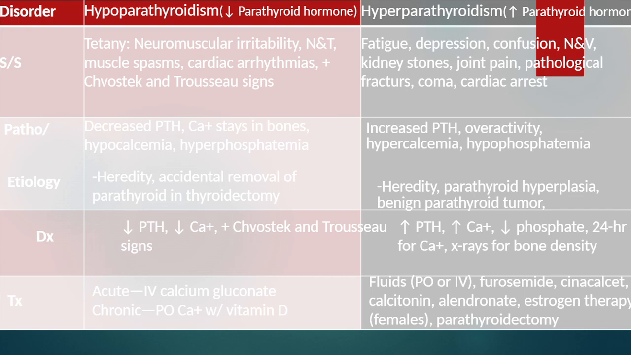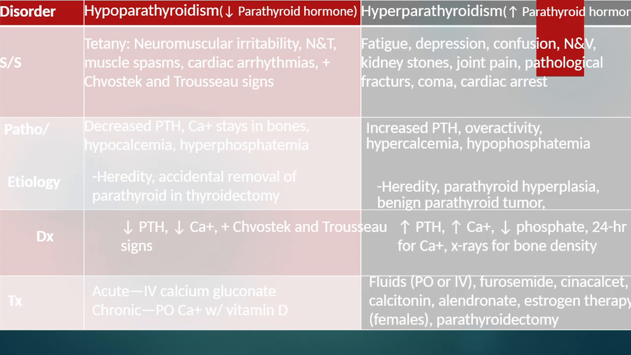Now let's take a few minutes to review the parathyroid glands and what happens when the body produces either too little or too much parathyroid hormone, also known as PTH. The parathyroid glands are four tiny glands located behind the thyroid, and even though they're small, they play a major role in keeping calcium and phosphorus levels in balance.